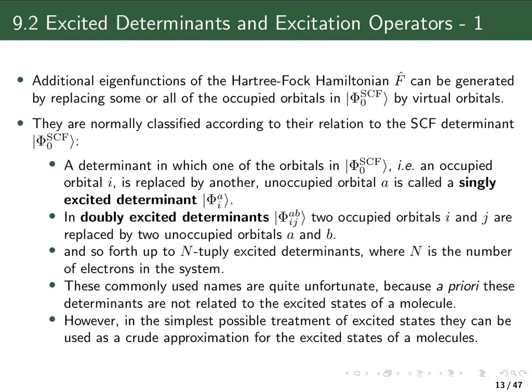Personally, I think calling them excited determinants is rather unfortunate because a priori these determinants do not have anything to do with excited states of the system. They're just additional determinants in our set of many electron wave functions, which we also can call the many electron basis functions, which we use to approximate the exact unperturbed wave function. However, there are very approximate methods where, for example, a single such singly excited determinant can be used as a very, very crude approximation to an excited state.